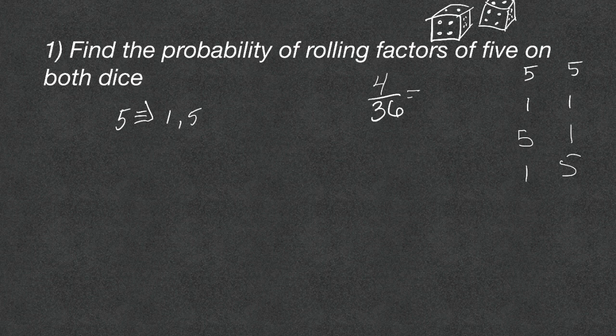Now this is something that I can reduce. 1 in 9. And this is the probability of rolling factors of 5 on both dice. Let's look at another one.